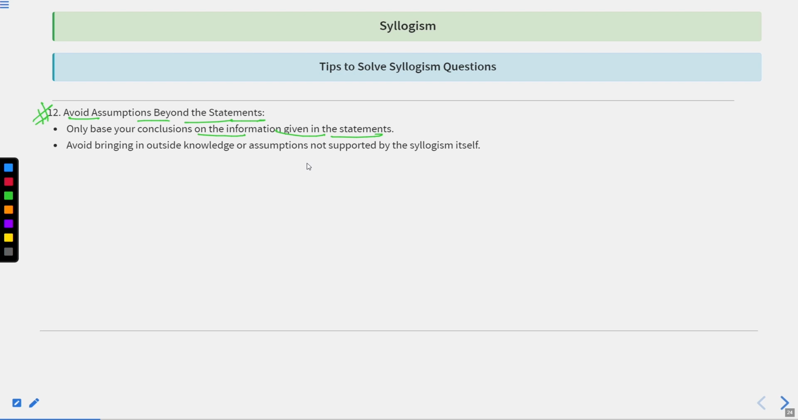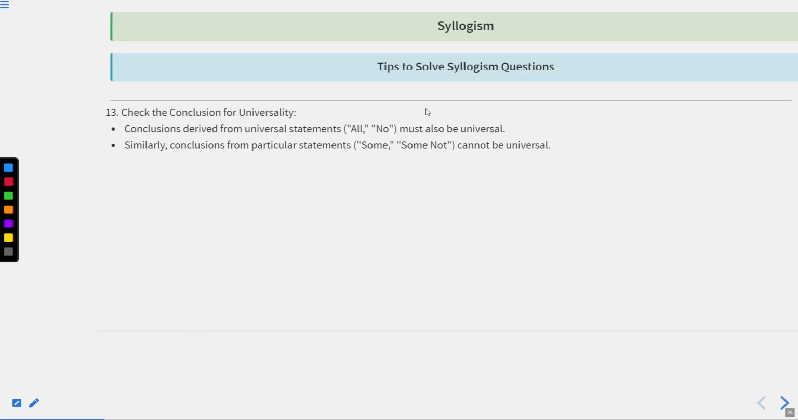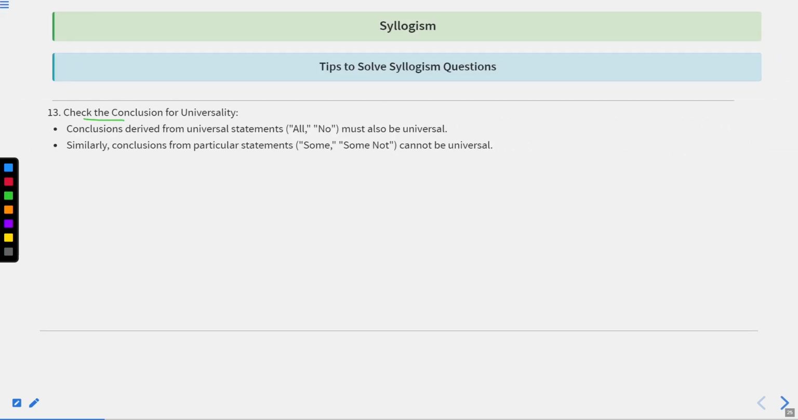So it is a very, very important point of discussion and a tip that can be utilized by all the students: never think beyond the statement. Avoid bringing outside knowledge or assumptions not supported by the syllogism itself. Very important. Now, check the conclusion for universality.